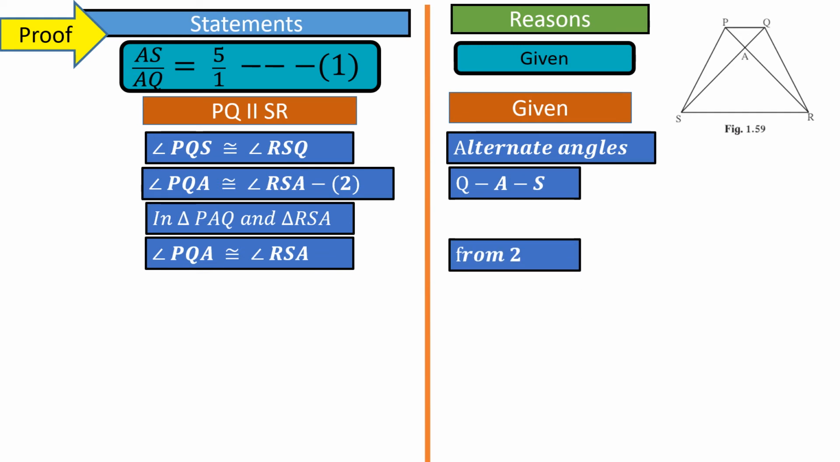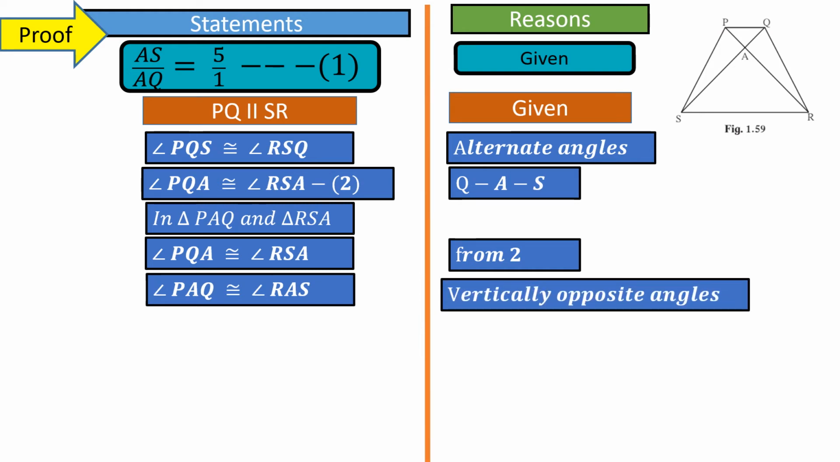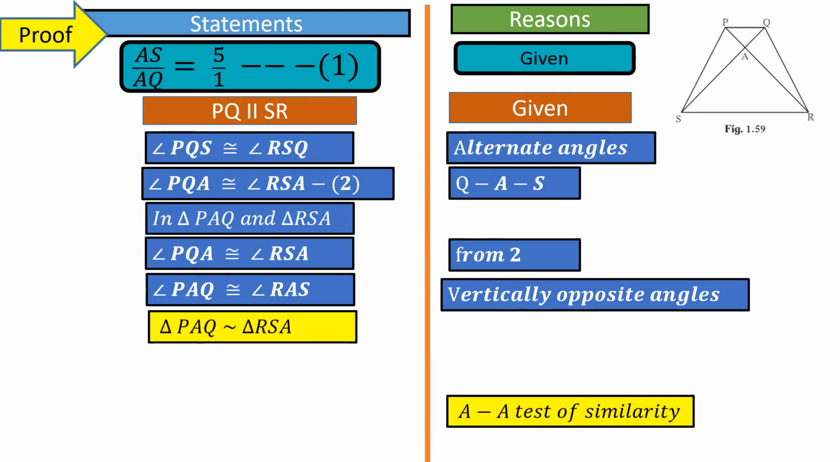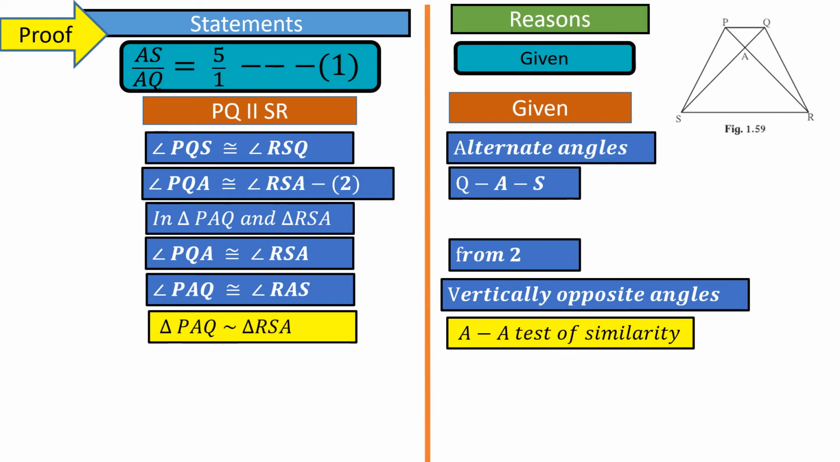And we have the second angle, that is angle PAQ congruent to angle RAS. Can you tell me the reason for this? Yes, it is vertically opposite angles. They form vertically opposite angles. So these two triangles are similar by the AA test of similarity.